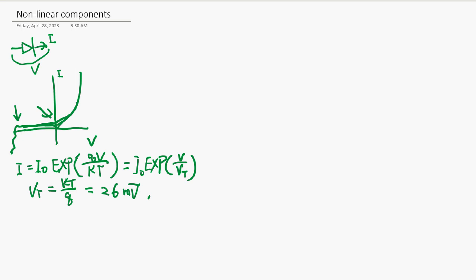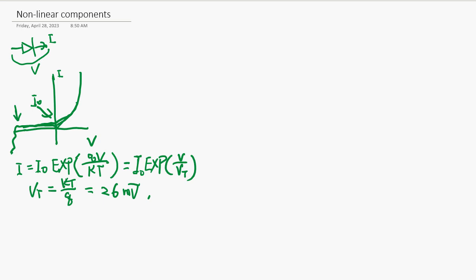So if V is 260 millivolts, it's going to be exponential 10. So the current increases exponentially. But this I0 is very small. And in the real world, if V is 0, the current should be 0, but this is an approximate model by an exponential function for the diode. Okay.